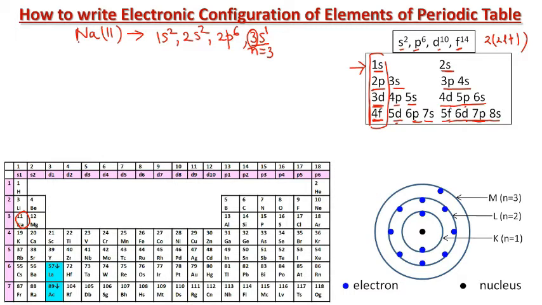Here is the atomic model for the sodium atom. It has three different shells corresponding to the principal quantum number n equal to 1, n equal to 2 and n equal to 3, which are designated by Bohr as K, L and M. The last electron enters the third shell, and this shell is known as the outermost shell or the valence shell. The shell which is inside this outermost shell, that is n minus 1.